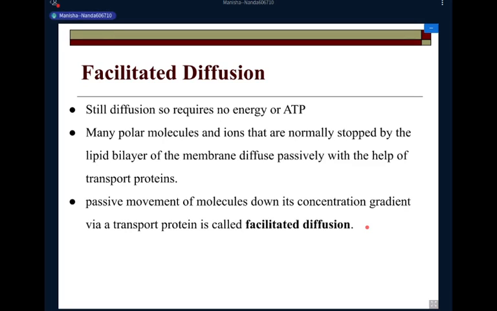So, this is all for today. We will be talking about active transport in the next class, and we'll again talk of the different processes and mechanisms and the different types of transporters that help the cell actively transport molecules across its membrane. Thank you so much.